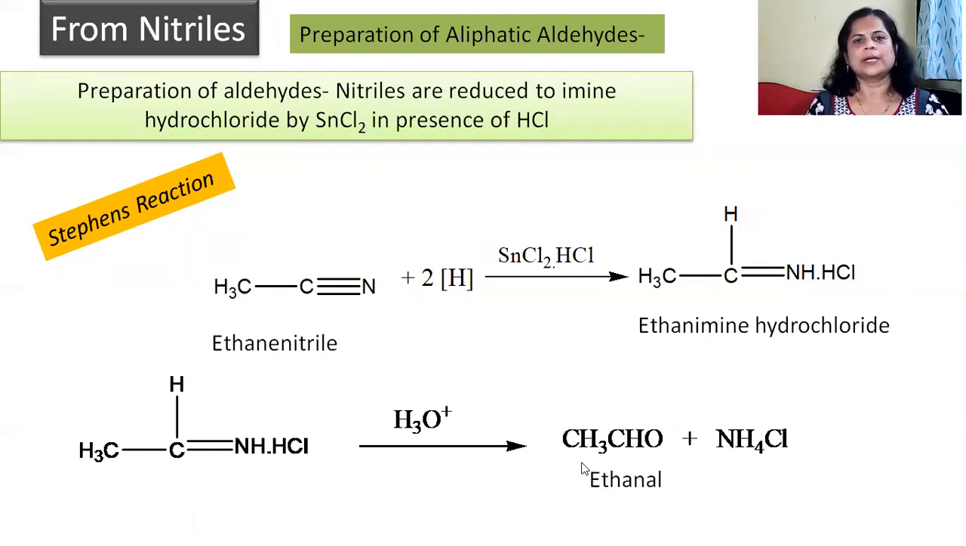Now see what we have taken here in RC triple bond N: R is equal to CH3, and therefore we get the product aliphatic aldehydes. As we have taken aliphatic nitriles as the reactant, the products are aliphatic aldehydes. That reaction is known as Stephen's reaction. Remember the name Stephen's reaction when you are using stannous chloride and HCl. So these are the methods for the preparation of aliphatic aldehydes.